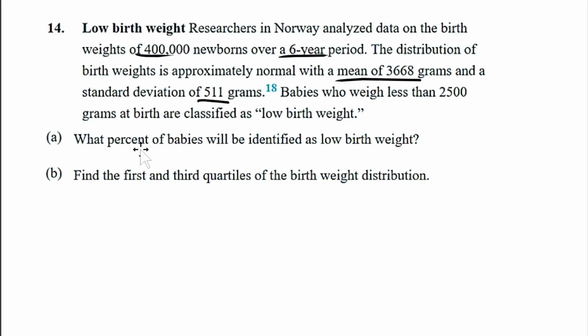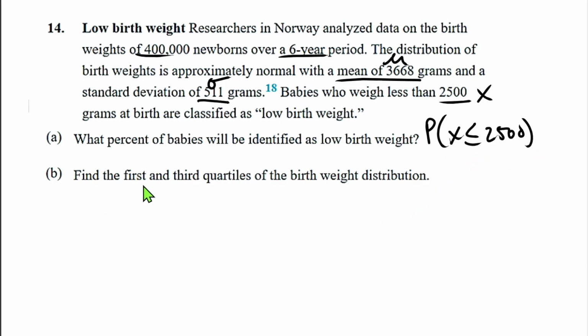But anyway, what percentage of babies will be classified as low birth weight? So pretty much what we're looking for is just the probability that X is less than 2,500. So this is a straightforward problem. There's your X value. Here is your mean. Here is your standard deviation. Plug those in. Find the z-score. Look up the z-score and find its probability. And its probability will be to the left, which is actually just what we're looking for.